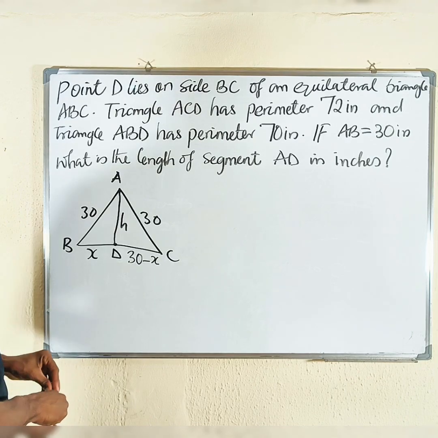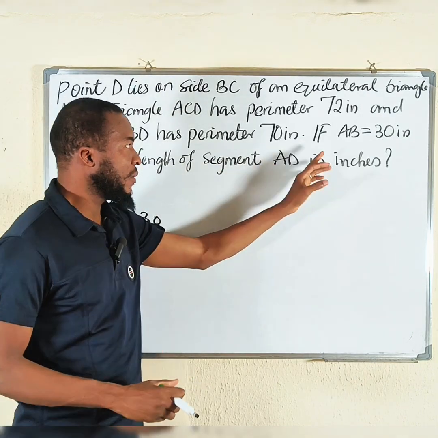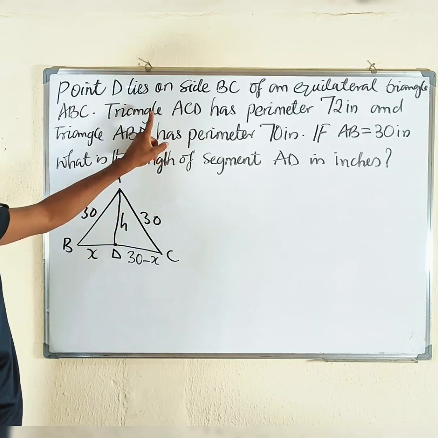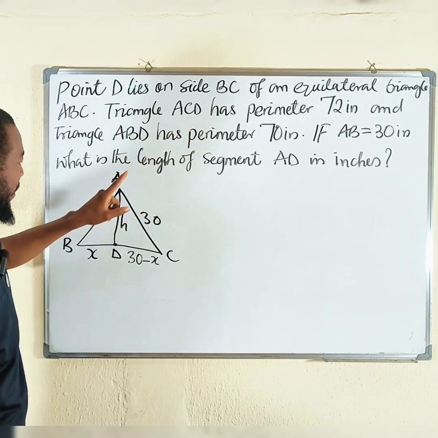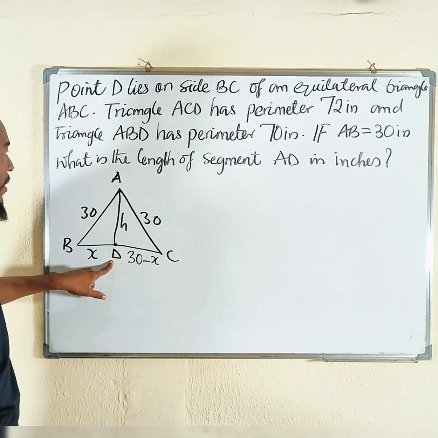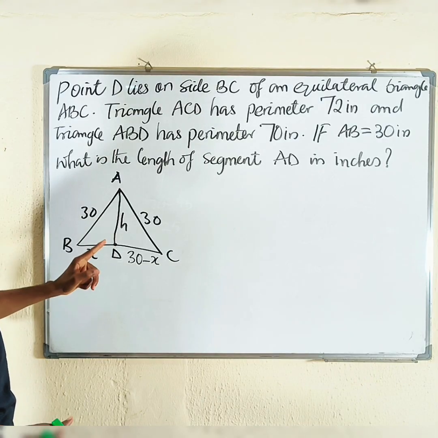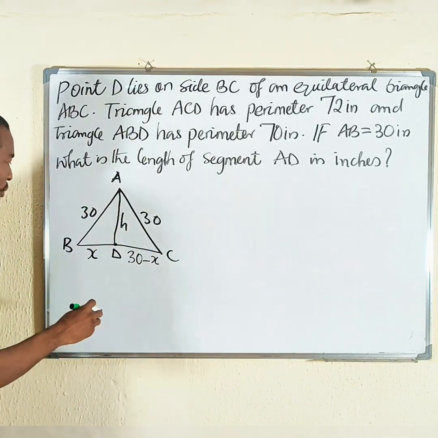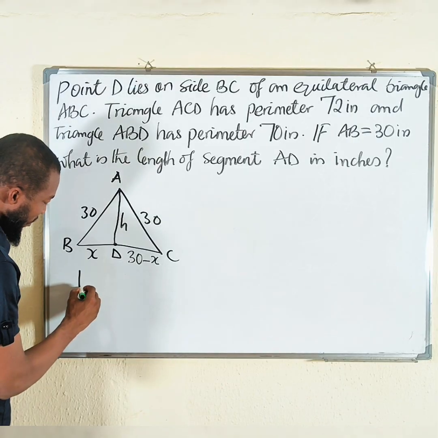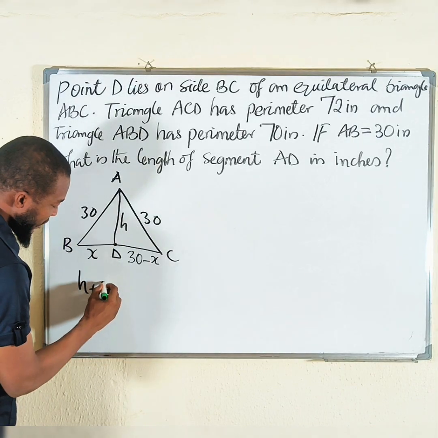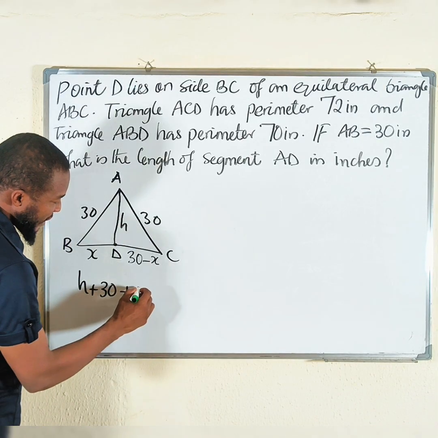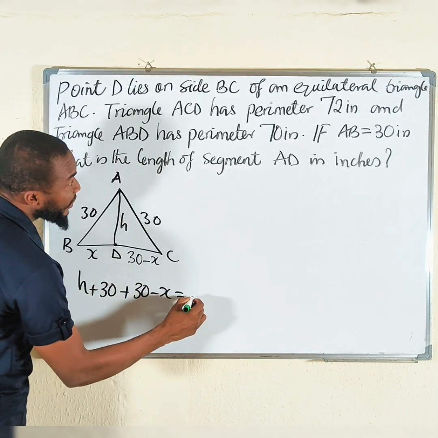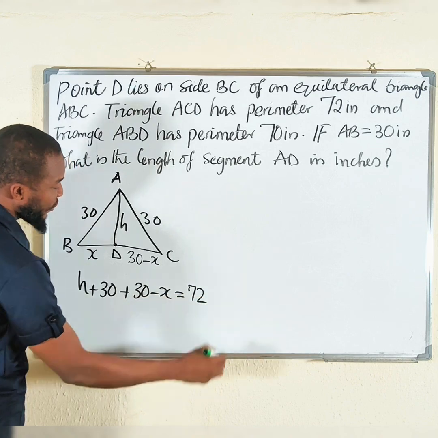All right, so now let us form two equations here. The perimeter of triangle ACD is what? 72 inches. What is perimeter? The total length around a given figure, right? So let's add H plus 30 plus 30 minus X. This is going to give us 72 according to the question.